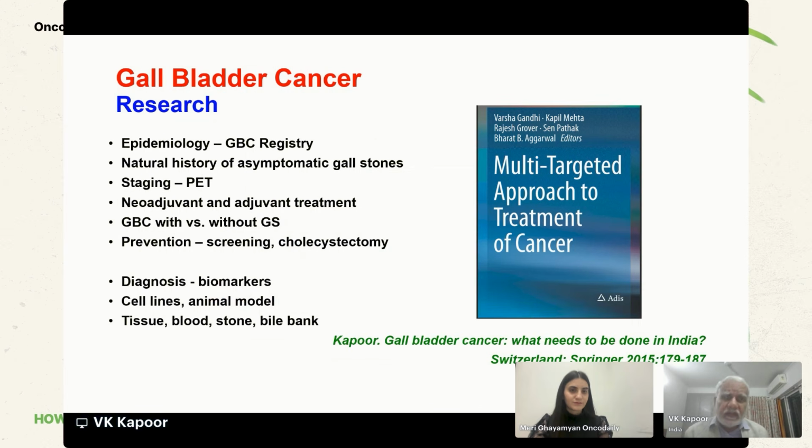The role of PET scan in staging is almost established, but that is another area where you can look into it, in which cases PET scan should be done. The role of neoadjuvant treatment in locally advanced non-metastatic gallbladder cancer, and now along with adjuvant chemotherapy, any immunotherapy, whether it will help. Is there a difference in gallbladder cancer with and without stones? Because in our population, almost 20 to 30% of patients with gallbladder cancer do not have stone. Role of screening and preventive cholecystectomy, and basic research to identify biomarkers, establish cell lines and animal models for gallbladder cancer.